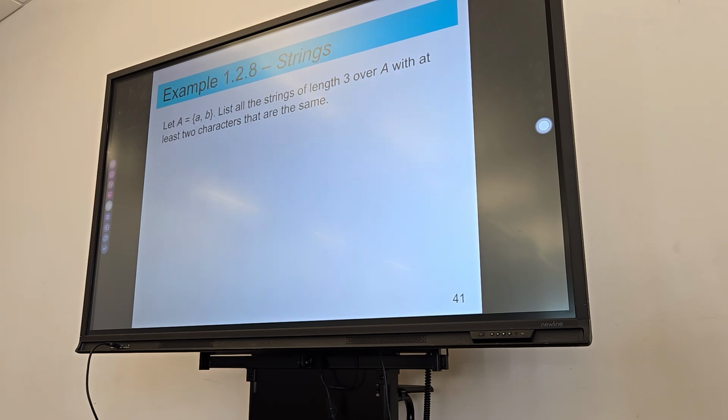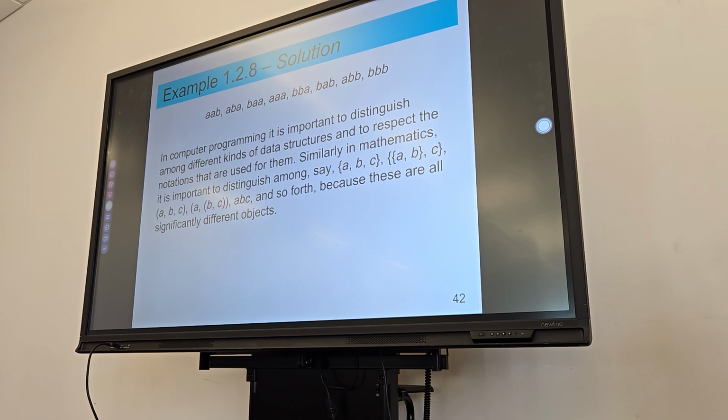But so, let A equal the set with A and B in it. List all strings of length 3 over A that have at least 2 characters that are the same. AAB, ABA, BAA, and so on and so forth. Those are all the possible strings given the set of characters used, given in the set description of A.